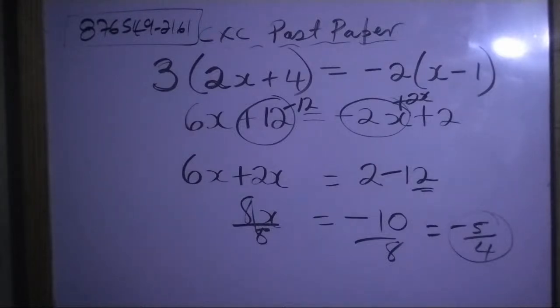No, it's multiplying. To remove the bracket, 3 times 2x is 6x. 3 times 4, 12. And then negative 2 times positive x, that's negative 2x. And negative times negative, positive, so you get positive 2.